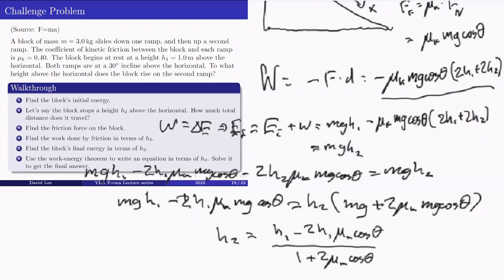All right. And I think what this works out to, let me double check. I wrote it down somewhere. If you plug everything back in, this should work out to 0.18 meters. So that is our final answer. All right, let's move on.